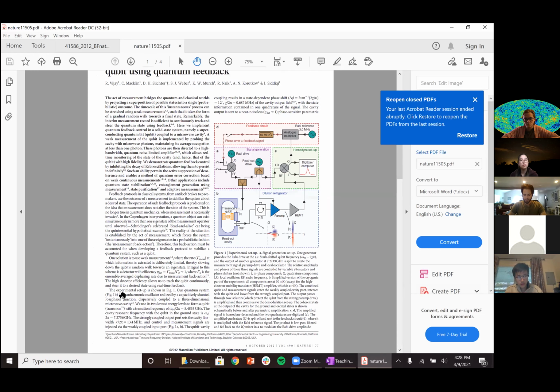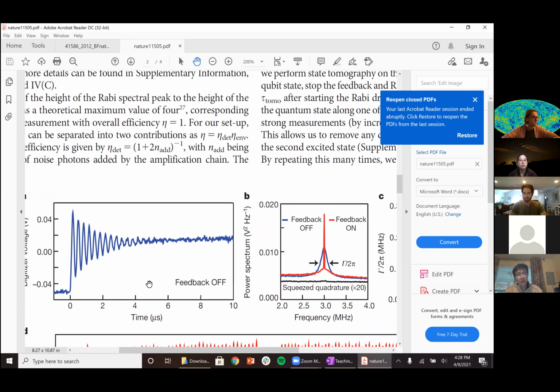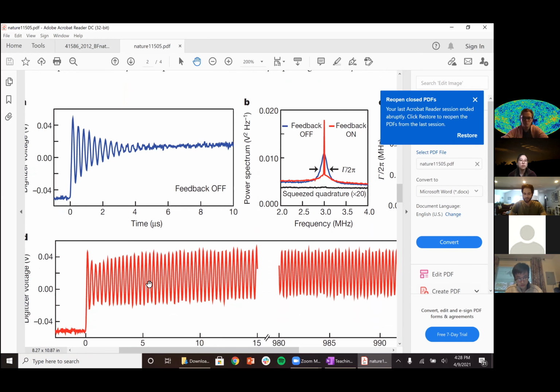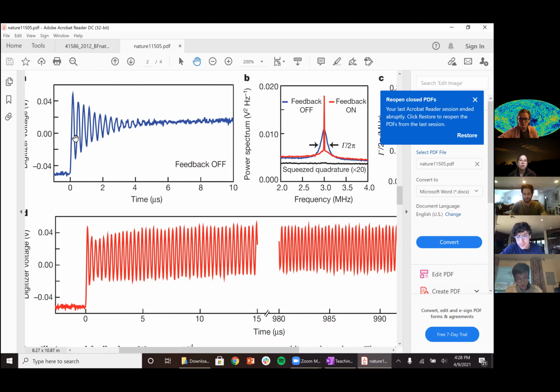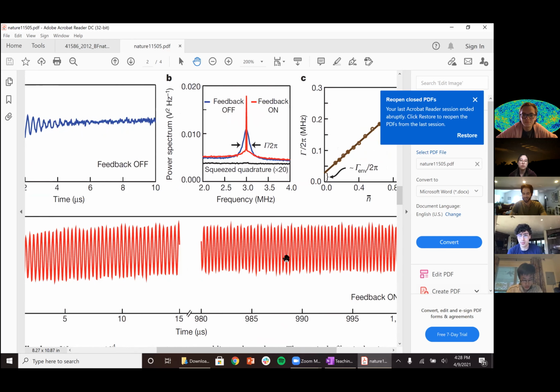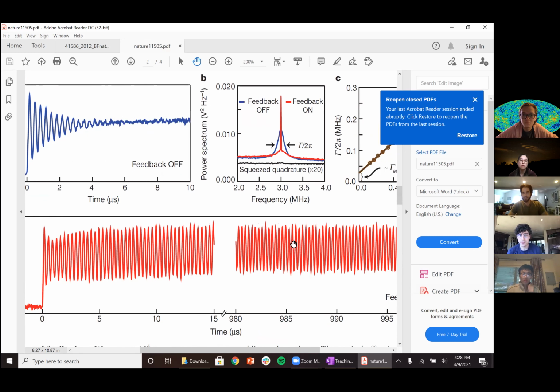remember originally you have a signal that looks like this on top here, decays away. You turn this feedback on, and what you end up with is a signal that lasts literally forever. So the time here on the bottom, remember this one up here decayed in about, I don't know, 3 or 4 microseconds. This one down here is going for 15 microseconds, and then there's a break just because you can't show all this in one plot. We jump all the way to 980 microseconds, and it's still going. All the way out to 1 millisecond. And in fact, they ran this for like minutes at a time, and it was fine.